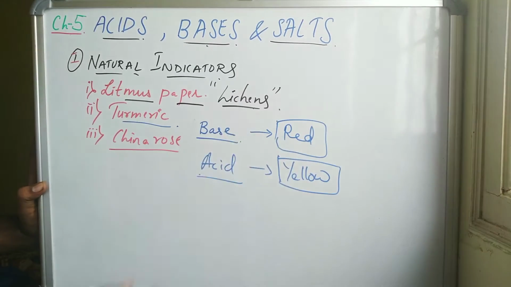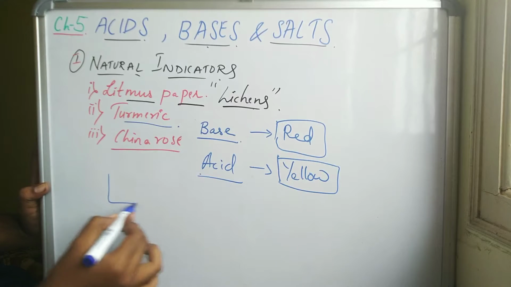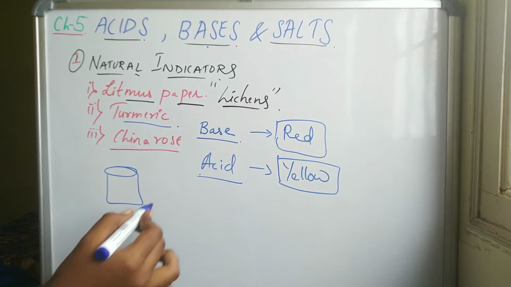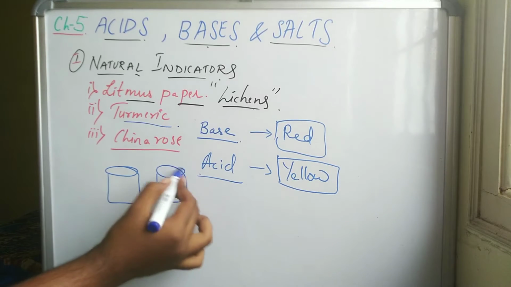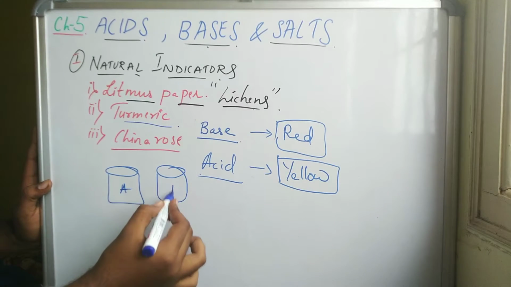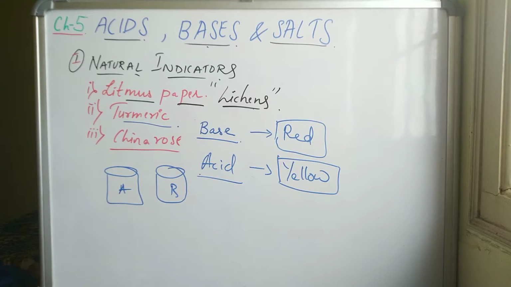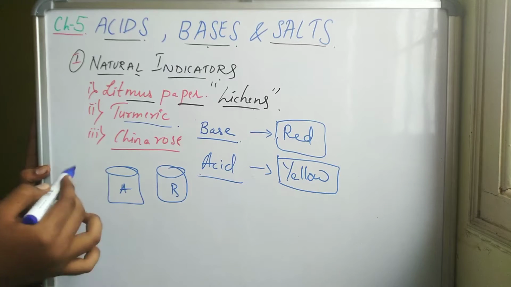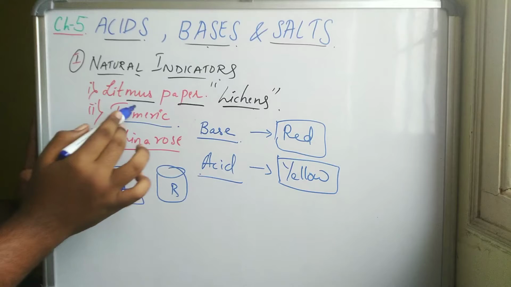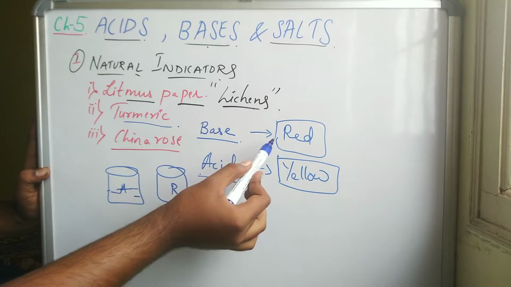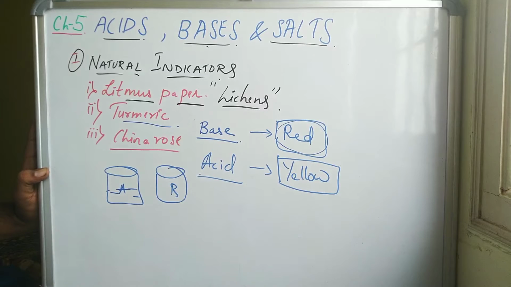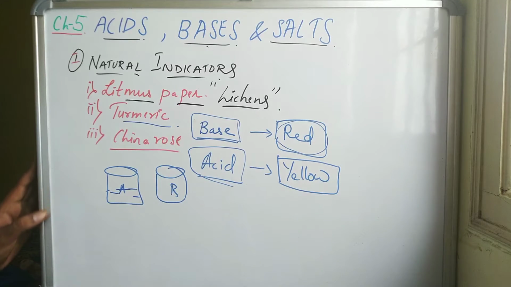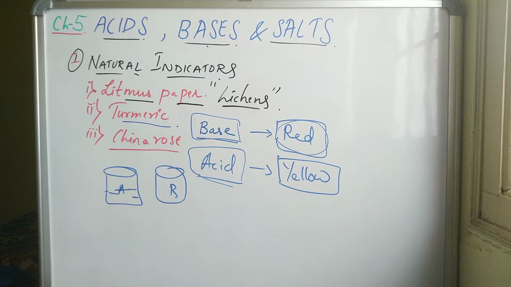So base gives red. Suppose two substances are given and I don't know which substance is acidic or basic. You have to check using turmeric. Take some part of the substance, like a solution, and mix it with turmeric. If it changes the color into red, that indicates the substance is basic. If the color stays yellow, that indicates the substance is acidic or it contains acid. This thing you have to remember.